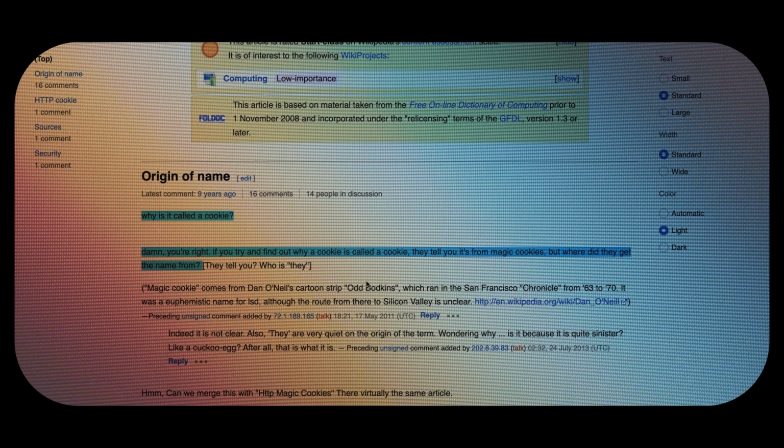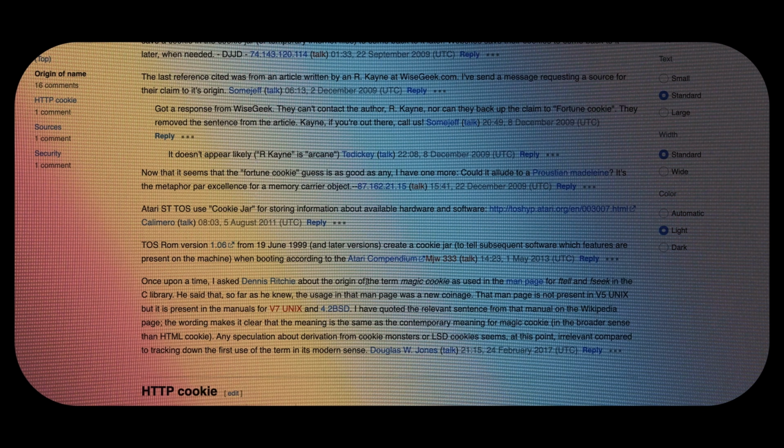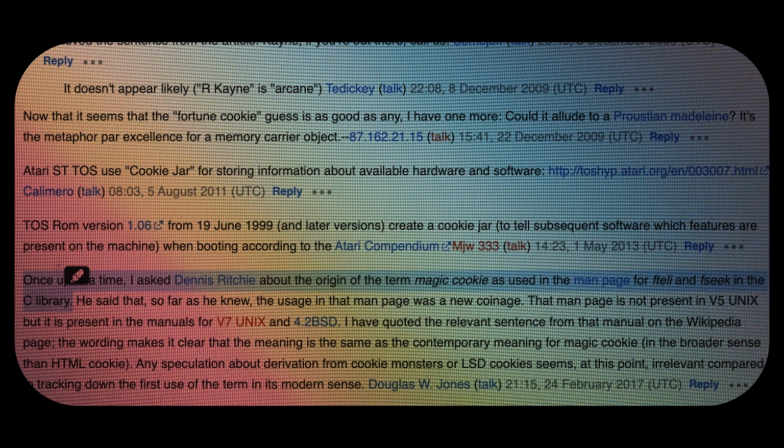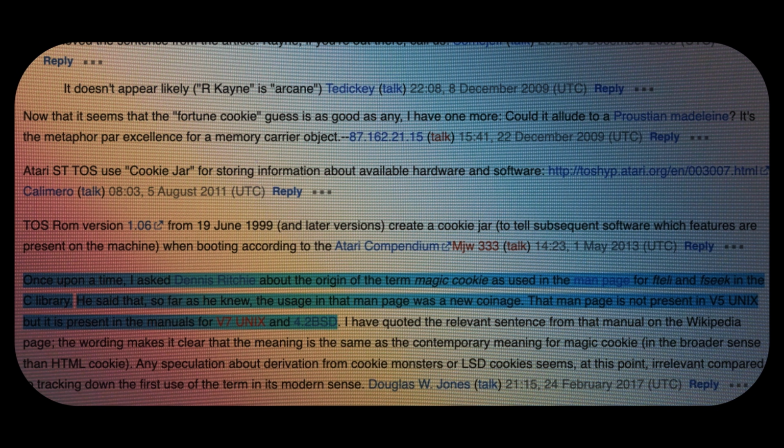On this same page, the last update is by computer scientist Douglas W. Jones, who says, "Once upon a time, I asked Dennis Ritchie about the origin of the term magic cookie, as used in the manual page for ftell and fseek in the C library. He said that so far as he knew, the usage in that manual page was a new coinage. That manual page is not present in v5 Unix, but is present in the manuals for v7 Unix and 4.2 BSD."